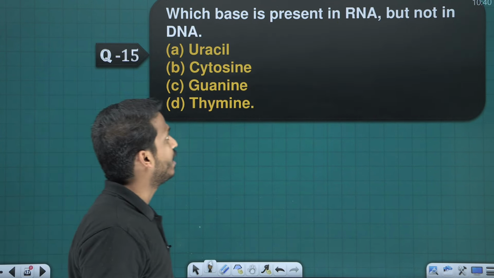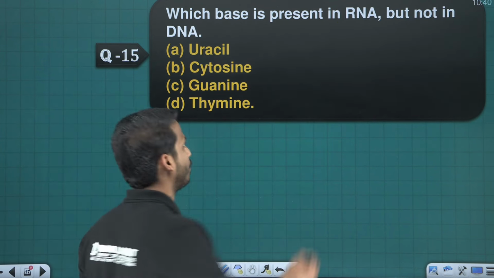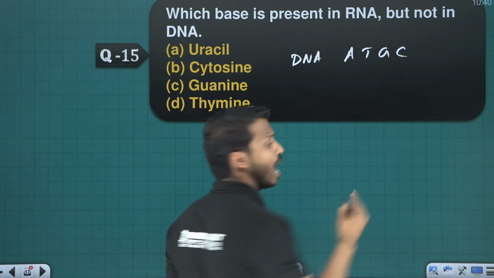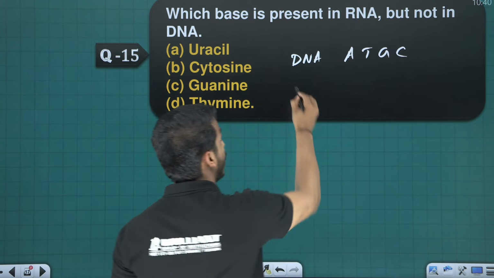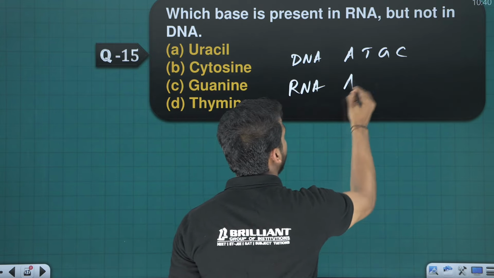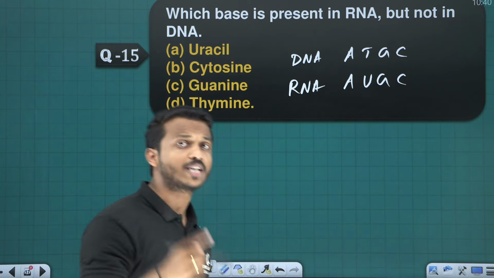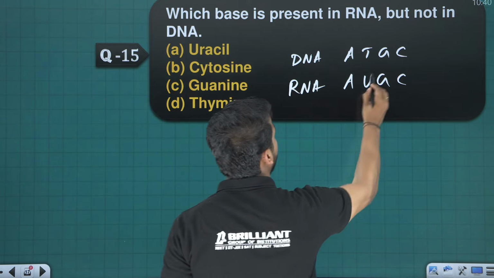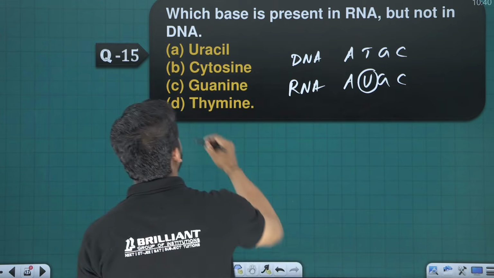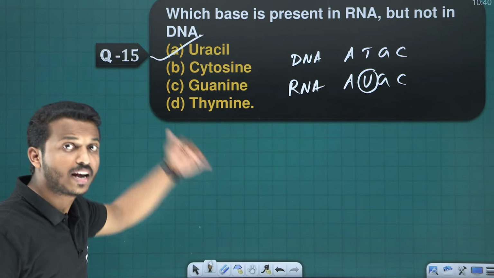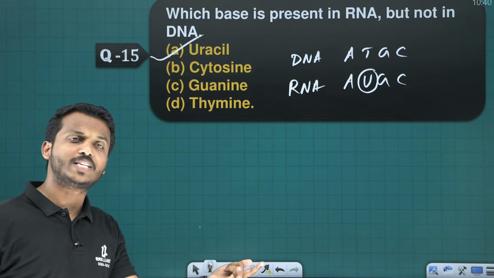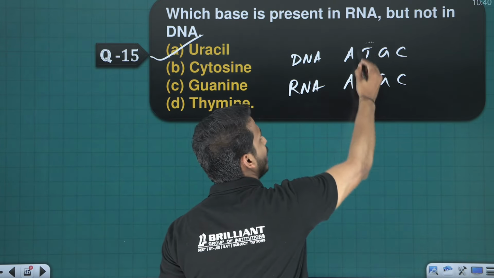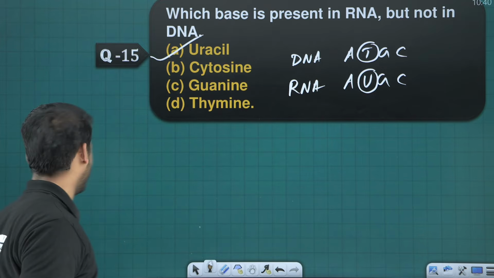Which base is present in RNA but not in DNA? Very simple. You know, DNA contains the bases ATGC, adenine, thymine, guanine, cytosine. Whereas RNA contains AUGC, adenine, uracil, guanine and cytosine. So question, which base is present in RNA, not in DNA, that is what? Uracil. Present in RNA, that is uracil. If they ask the other question, which base is present in DNA, not in RNA? DNA contains thymine, but not in RNA, it is uracil.